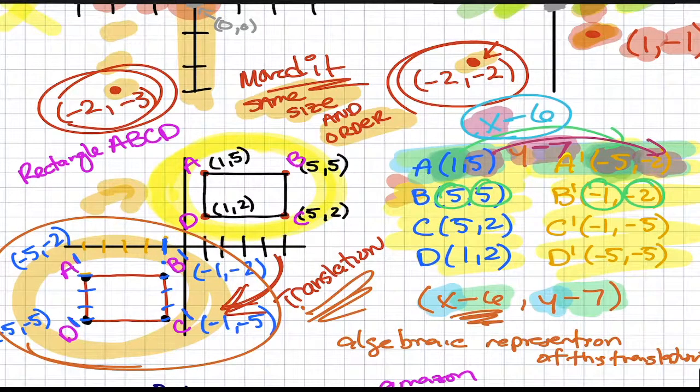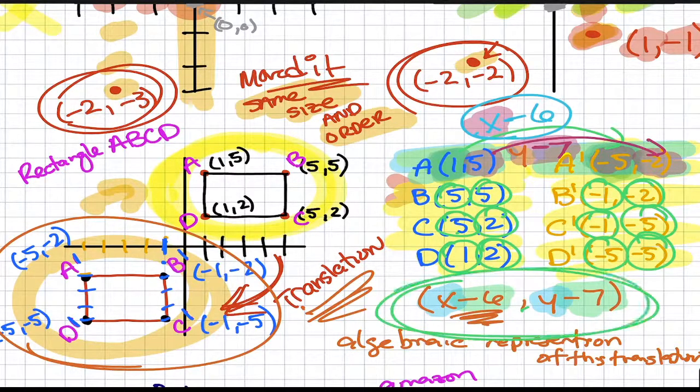Aha! In the original one, you had 5. And if you subtract 6, you should have negative 1. And in the original one, you had 2. And if you subtract 7, you should get negative 5. In the original one, if you had 1, you subtract 6, you should have negative 5. And in the original one, if you had 2, if you subtract 7, you should have negative 5. So notice how this formula right here is true for all of the points.